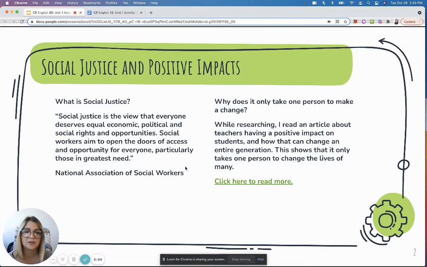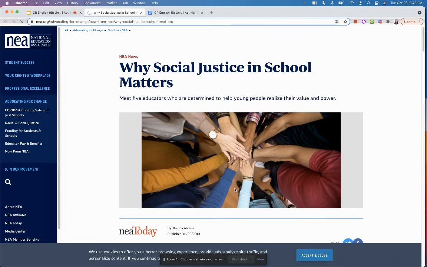I looked this up. The next thing says, why does it only take one person to make a change? This is a question that I'm answering. While researching, I read an article about teachers having a positive impact on students and how that can change an entire generation. This shows that it only takes one person to change the lives of many. That's answering the research question that I decided I was going to work on in the first part of the activity. And it says click here to read more.